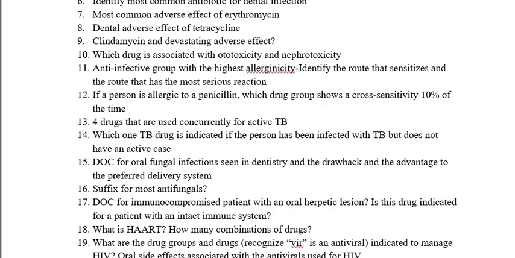So that's the route that sensitizes, almost similar to how latex gloves, worn on our hands for a long period of time, made a lot of people become really sensitive to latex. So the topical route sensitizes people to developing allergies, and the route with the most serious reaction would be intravenous.